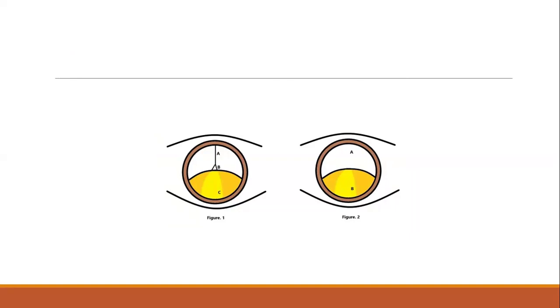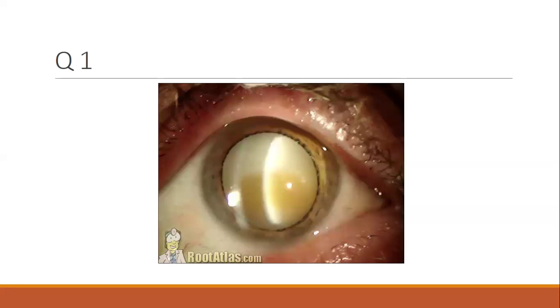So those who are not very familiar, look at this picture. In figure 2, zonules are not intact and the whole nucleus is subluxated downwards. But if you get to see the triangle sign, point A is where the anterior and posterior capsule have fused, and you get to see this small triangle there. Okay, well done.